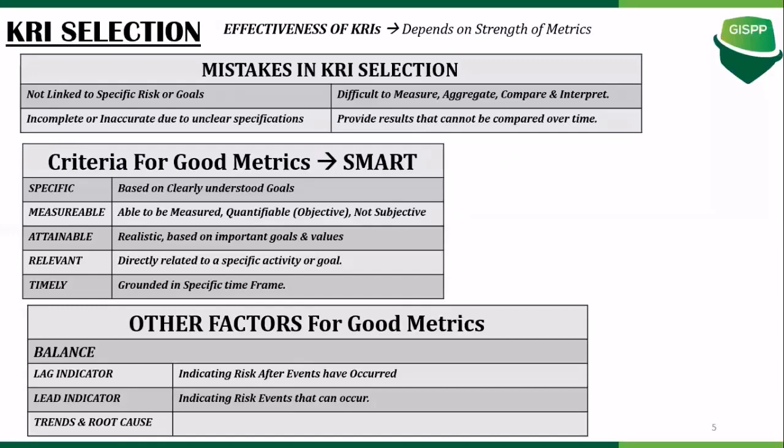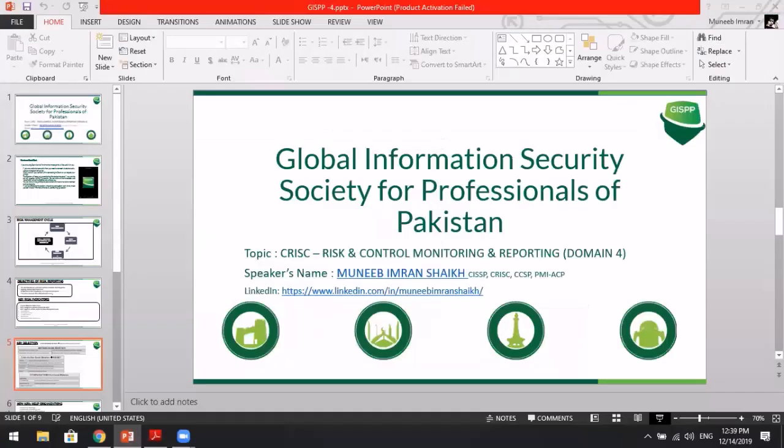So the first mistake that is often seen is that the KRIs which are selected are not linked to any specific risk or goals. There is a saying even in life that if you don't know where you are headed, then every road takes you there. So you need to know what your business objective or goal is. Whatever KRIs you select, they should be directly related to your goal. Remember the purpose for creating the KRIs: the purpose is to alert you whenever any risk event could occur that could affect your business objective or the end goal.